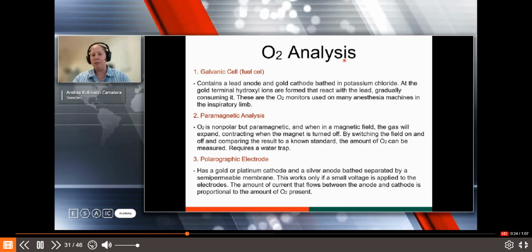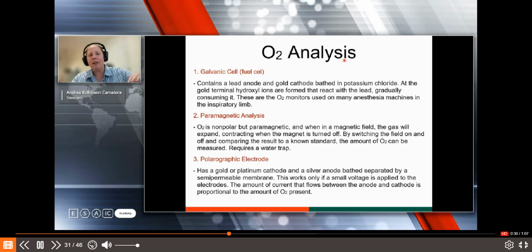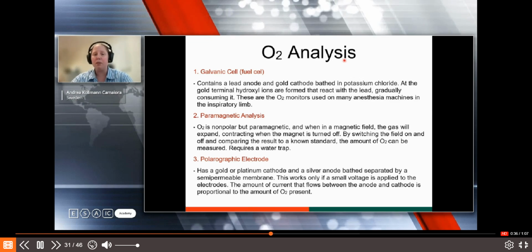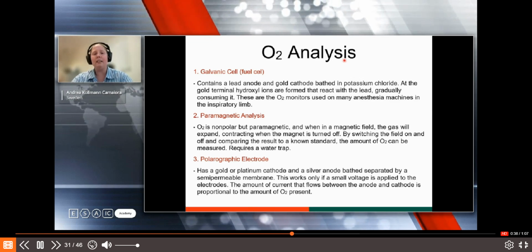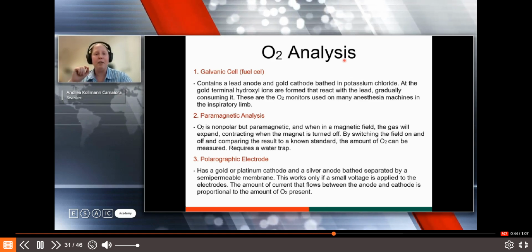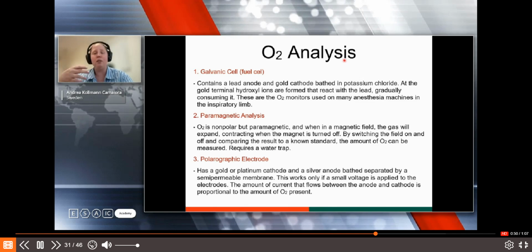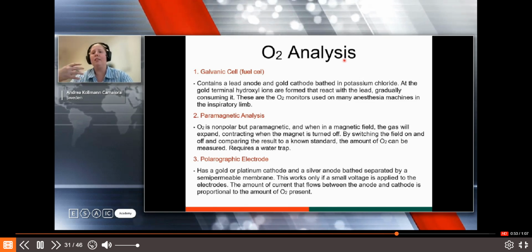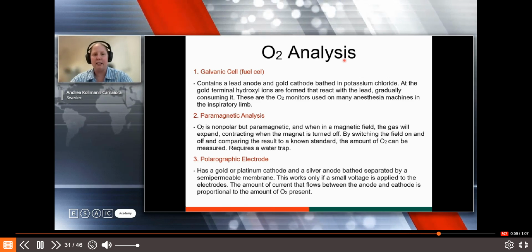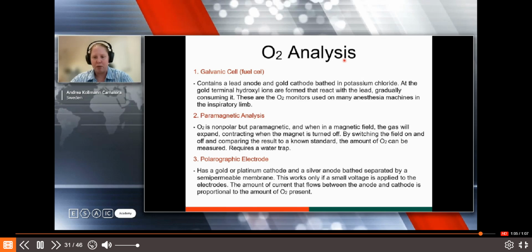So oxygen is non-polar. You cannot use infrared. But this, you can use a magnetic field. So the gas passes by a magnetic field, and by measuring how the magnetic field behaves, you can measure the amount of oxygen. And this requires a water trap, like the water traps we have in our anesthesia machines. And that's why if the water trap has become filled with water, then you get weird results in the machine, and then you need to change the tubes that are filled with water and the water trap. But this is one of the importances of the water trap and how oxygen is measured in our machines with the paramagnetic analysis. But please review the galvanic cell and the polarographic electrode before the exam.